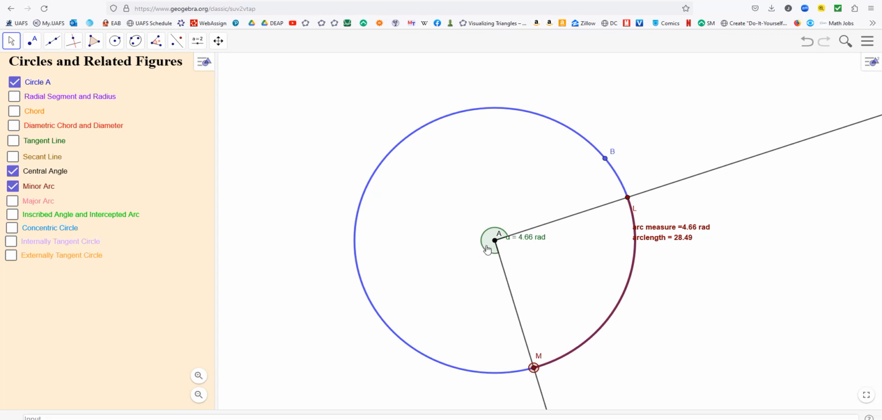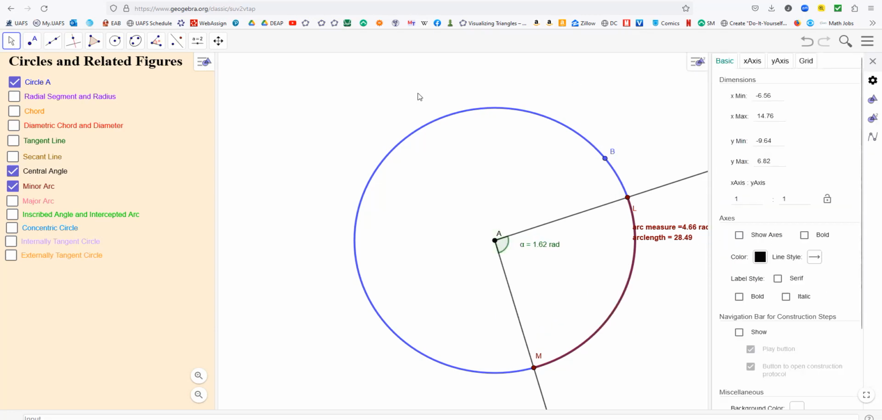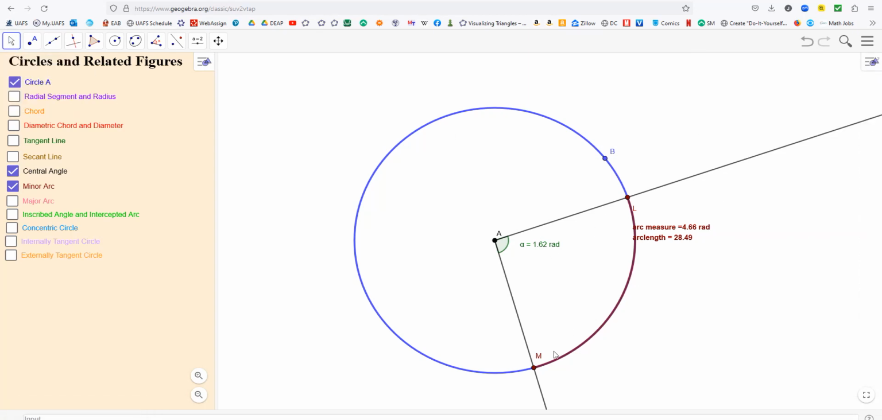That angle should be measuring between 0 and 180 degrees, or between 0 and pi radians. So the arc measure of that arc is the angle measure of this central angle. See the 0.96 radians, 0.96 radians. It'll be measured in radians or possibly in degrees. It's an angle measurement.